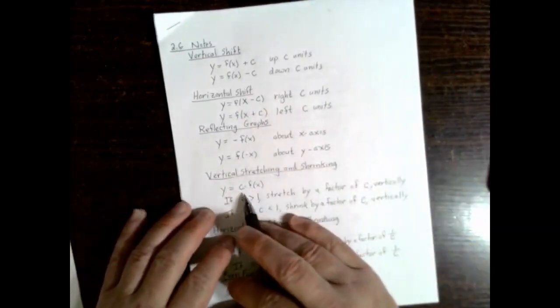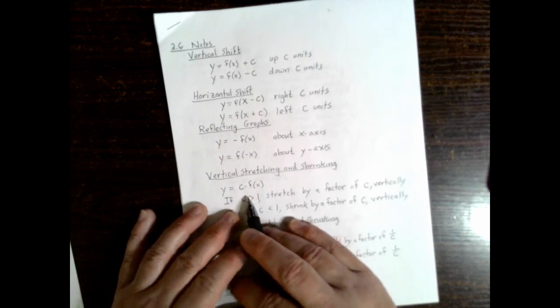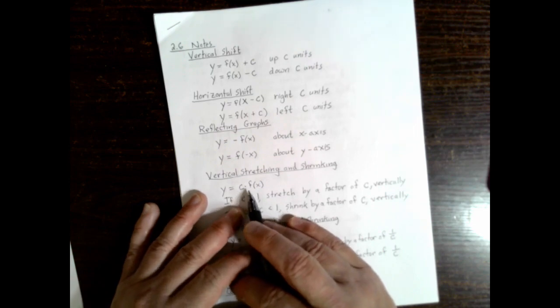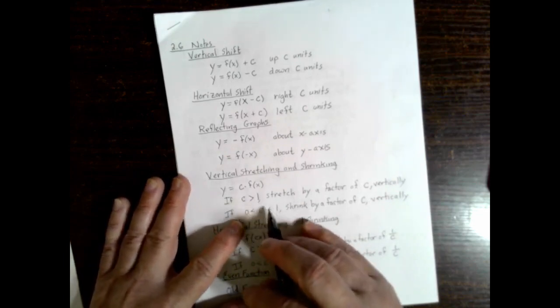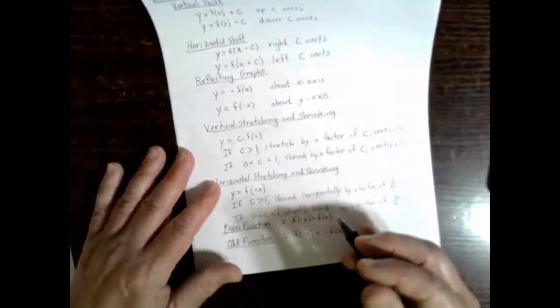Vertical stretching: if you multiply it by a number, it will stretch it or shrink it. Well, if it's greater than 1, it will stretch it. For example, if you multiply it by 5, it makes it 5 times higher and 5 times lower. If you multiply it by a number between 0 and 1, like a half, it'll make it go up half as high and half as low. Makes sense doing the vertical shifting.